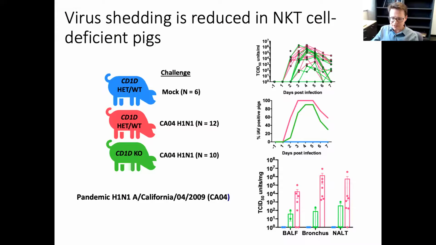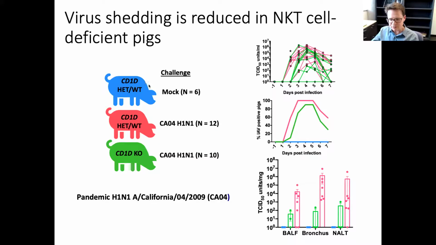And then we used these pigs in a study where we infected them with pandemic H1N1 influenza virus, along with their littermate controls. So the green pigs are the knockouts, don't have NKT cells. And then we had littermate controls that do have NKT cells. And then we also have pigs that have NKT cells, but we didn't infect them, as controls.